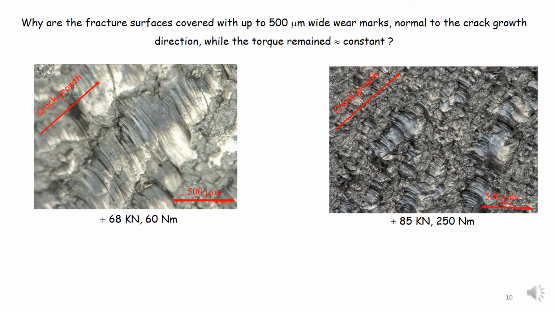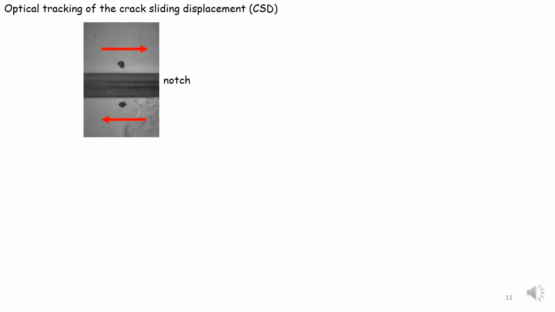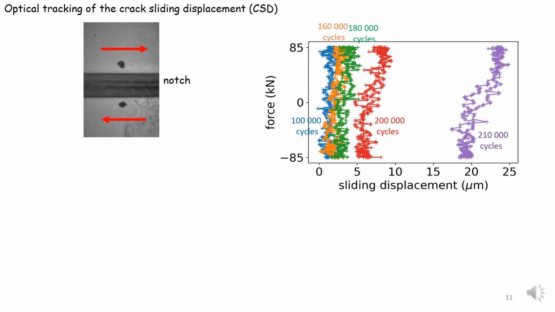Another puzzling aspect of the fracture surface was the presence of up to 500 micron wide wear marks normal to the crack growth direction, while the torque remained nearly constant. To explain it, we used the data issued from the optical tracking of the crack sliding displacement, CSD, and more specifically the axial load, CSD loops, recorded at each cycle.